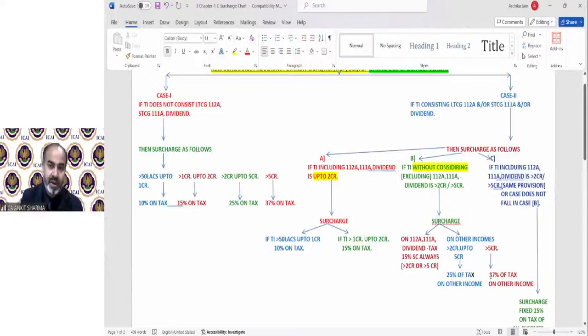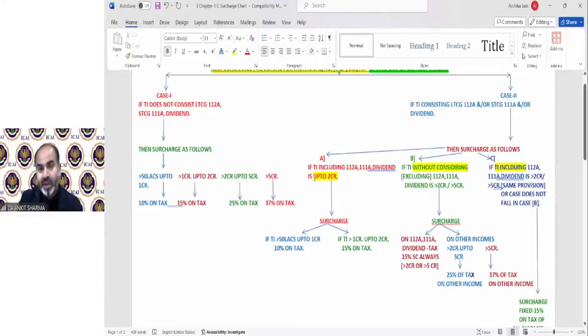Last case is if total income including these incomes. You can see the first point was saying if total income including these incomes is up to 2 crore. Now the C part is the opposite of A. Now it says if total income including 112A, dividend is more than 2 crore. So if after including these incomes, your total income is up to 2 crore.